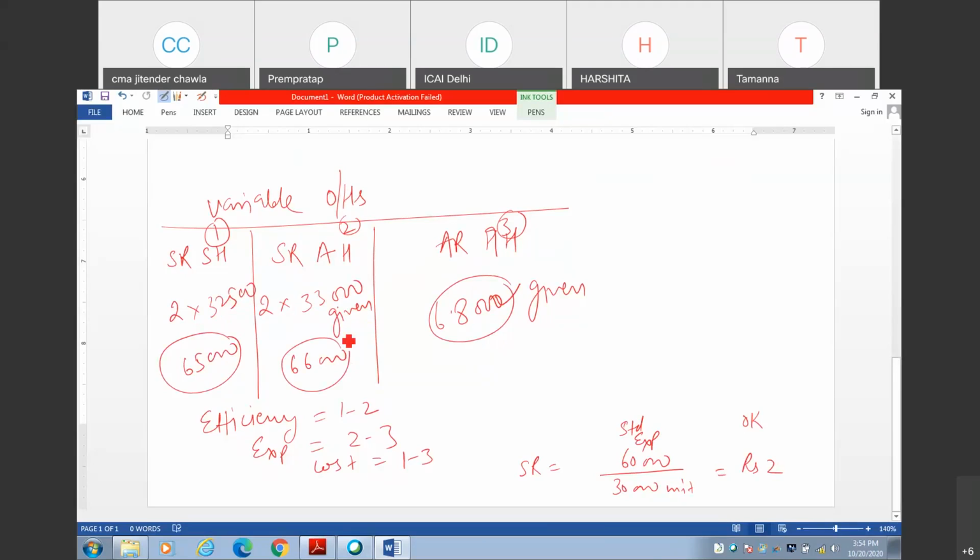Now efficiency variance, 1 minus 2: 1,000 adverse. 2 minus 3, this minus this, again 2,000 adverse. Then this minus this, 3,000. This also covers our variable overhead. We have finished our variable overhead in 2 days.